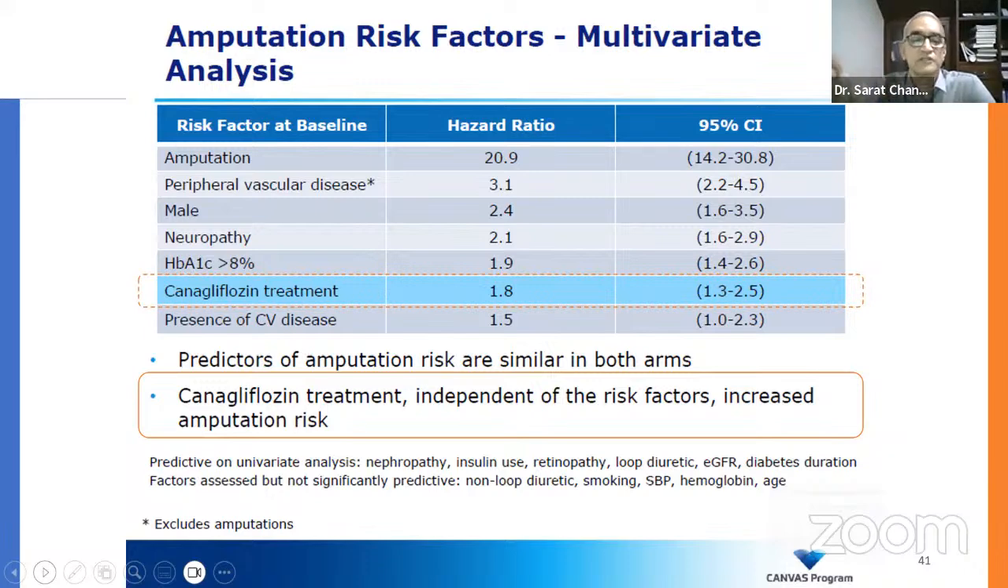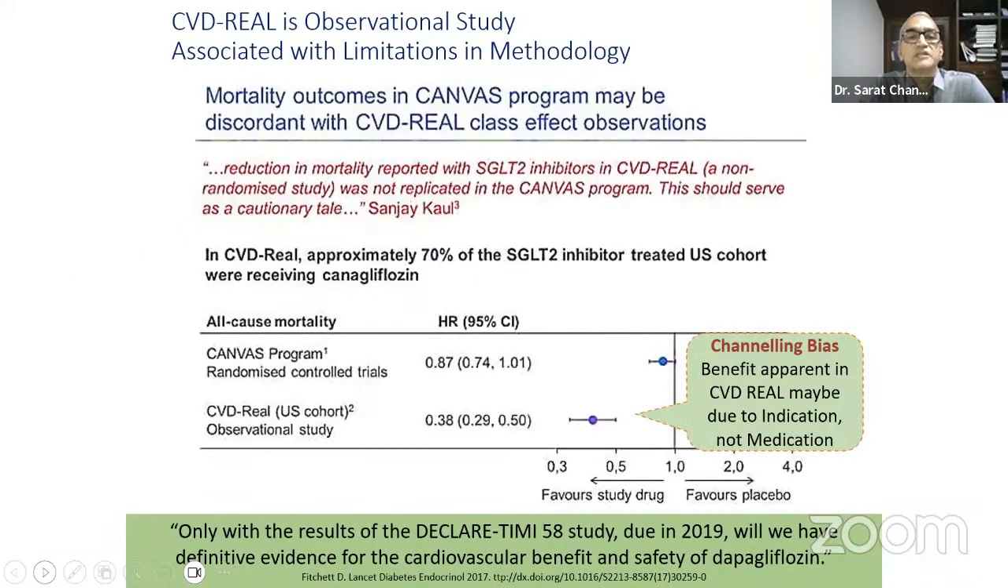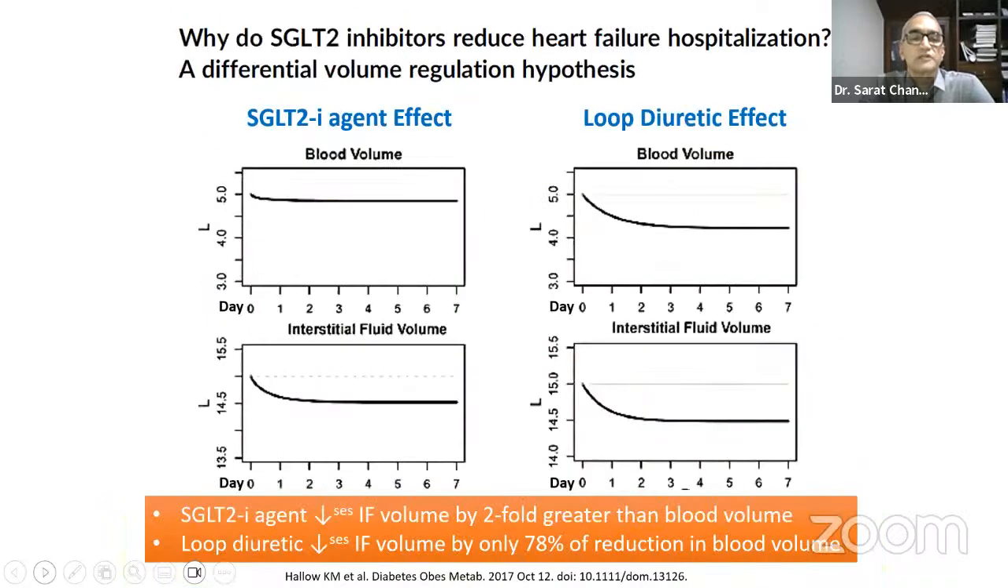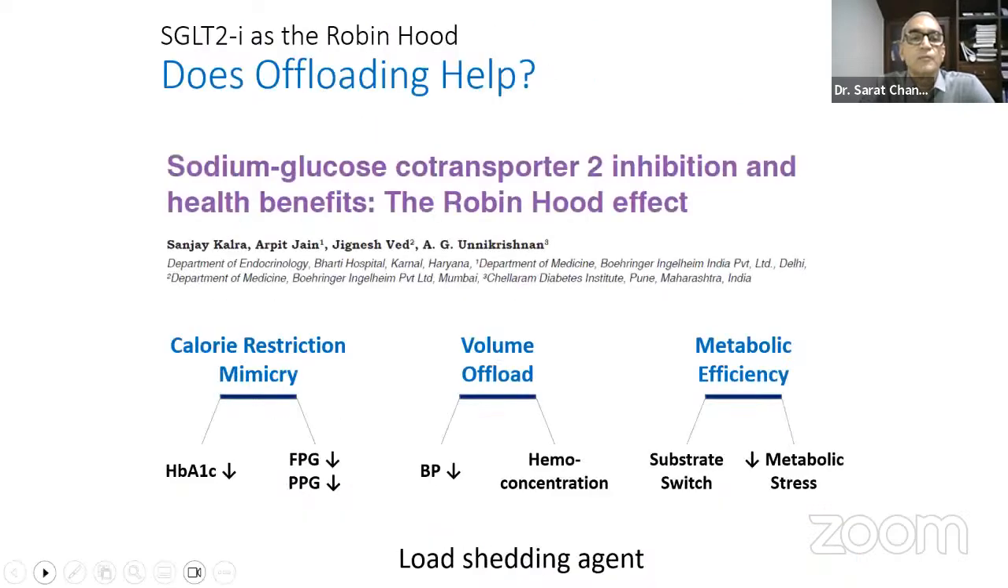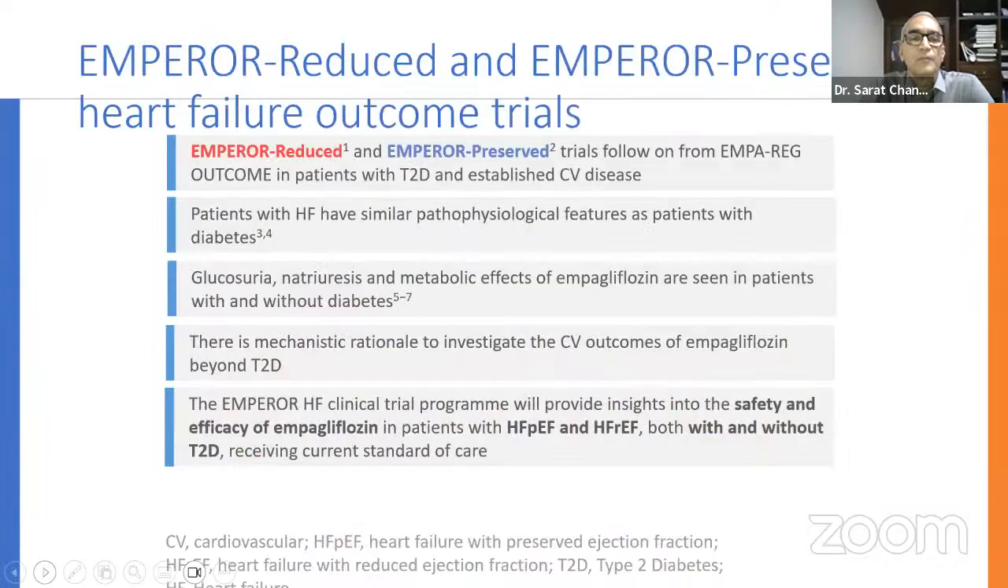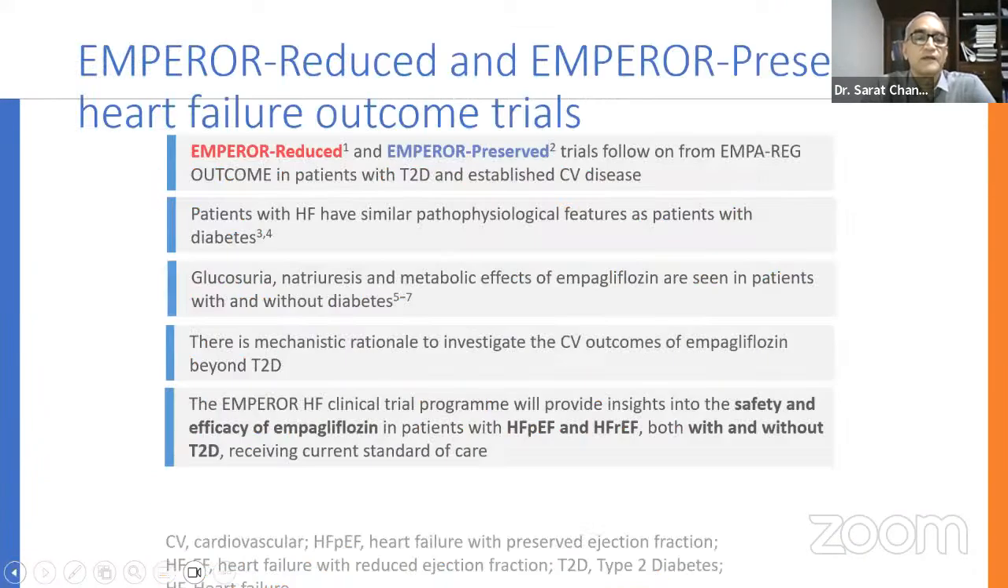Even with canagliflozin, the later CREDENCE trial and others have not shown any evidence of increased risk of amputations among patients on SGLT2 inhibitors. And I will quickly take you to two or three important slides which I want to show you, and then I'll come back to some of these slides. Right, let's look at these data.